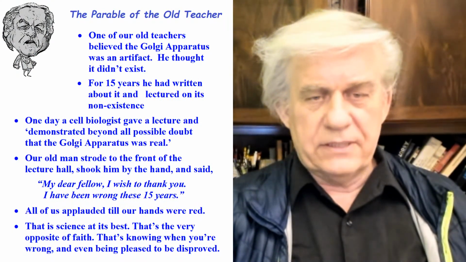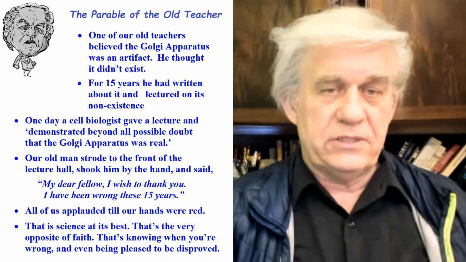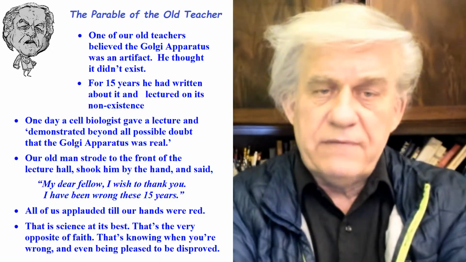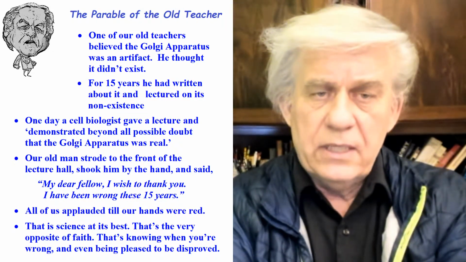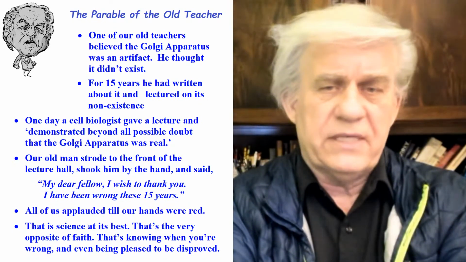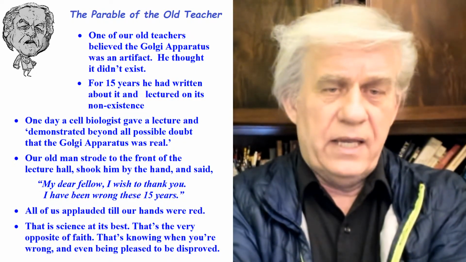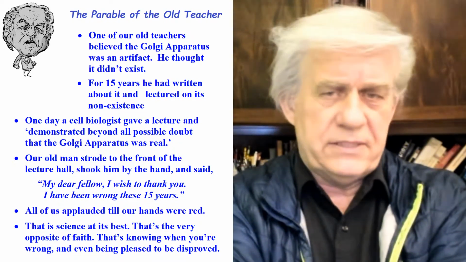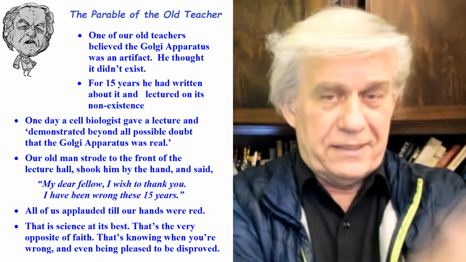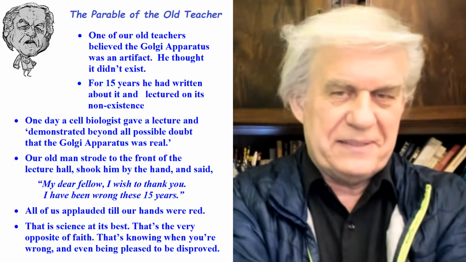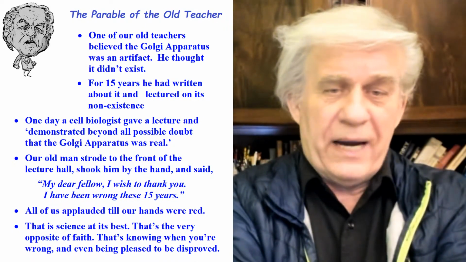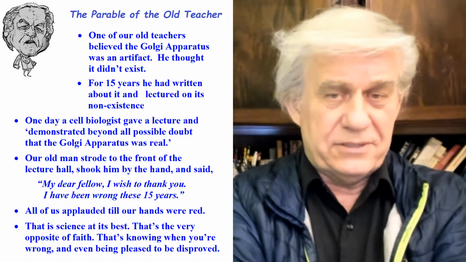Dawkins synthesizes his notion of science in one of his presentations, and he says the following. He brings up the parable of the old teacher. He had an old teacher who believed the Golgi apparatus was an artifact, that he didn't think it really existed. And that's what he taught his students for 15 years. And one day a cell biologist from the United States gave a lecture and demonstrated otherwise. We demonstrated science, right? We prove beyond all possible doubt, skepticism, doubt, religion, right?